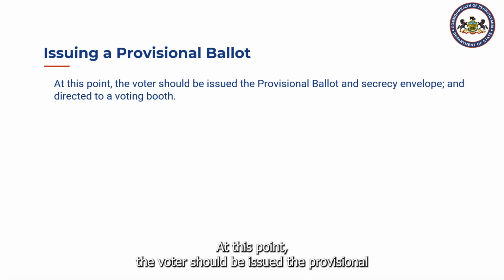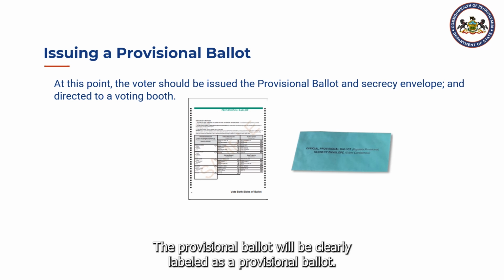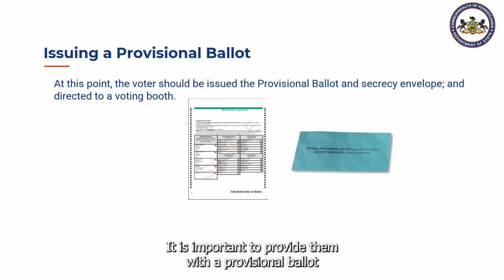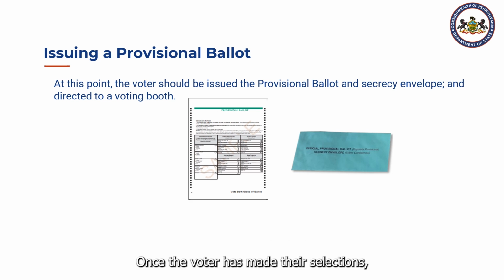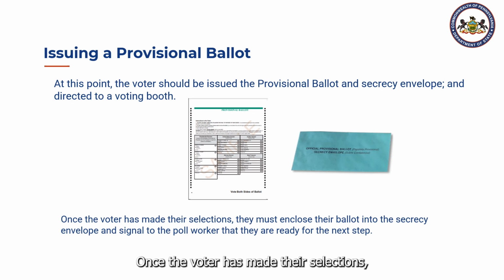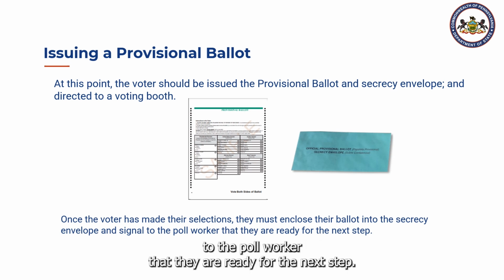At this point, the voter should be issued the provisional ballot and secrecy envelope and directed to a voting booth. The provisional ballot will be clearly labeled as a provisional ballot. It is important to provide them with a provisional ballot and not a regular ballot for reporting and reconciliation purposes. Once the voter has made their selections, they must enclose their ballot into the secrecy envelope and signal to the poll worker that they are ready for the next step.